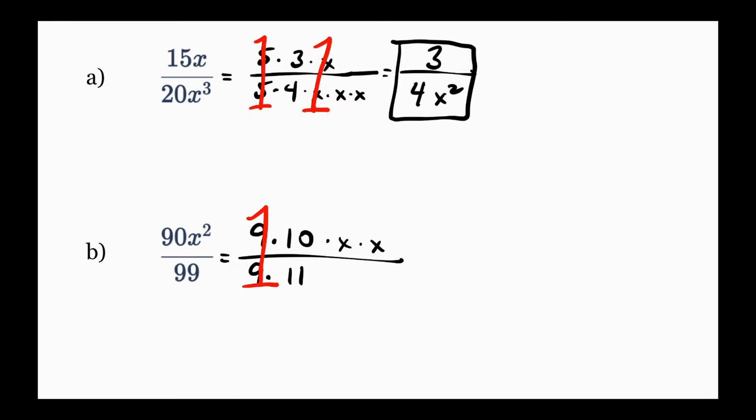The bottom doesn't have any x's. The denominator does not have any, so I can't write any. So I can't cancel out any of the x's because there's none on the bottom. So the top is 10x to the second power. The bottom is 11. I'm done.